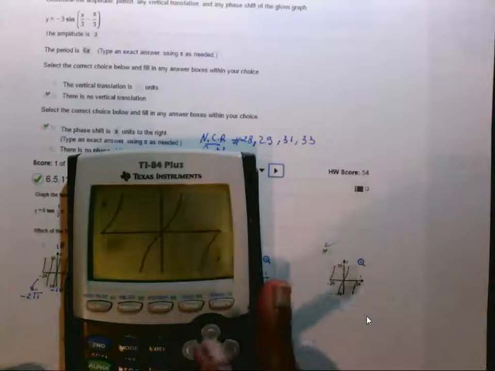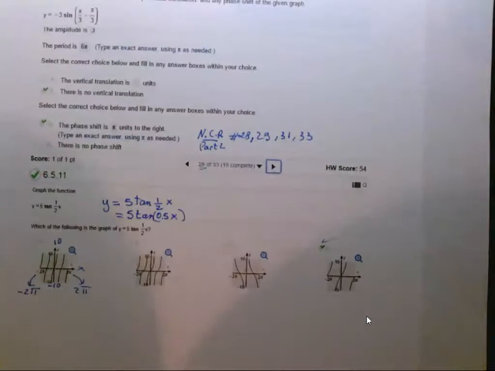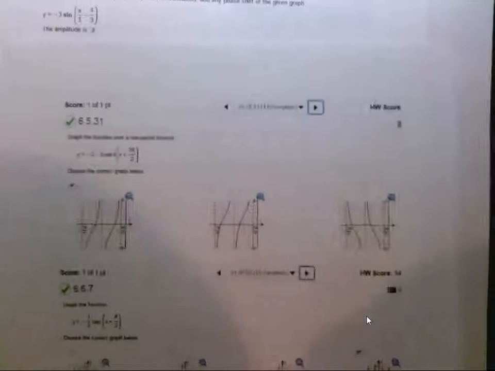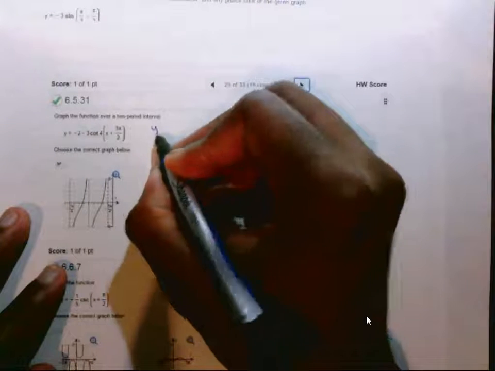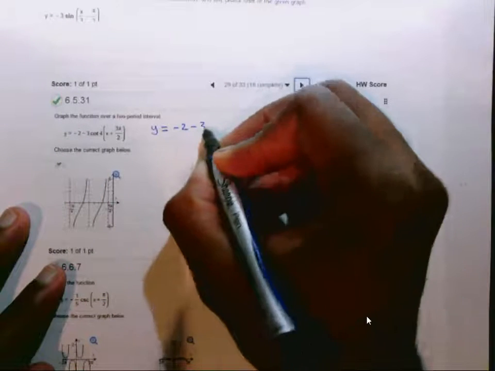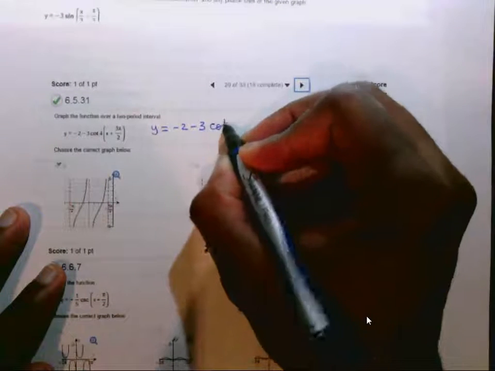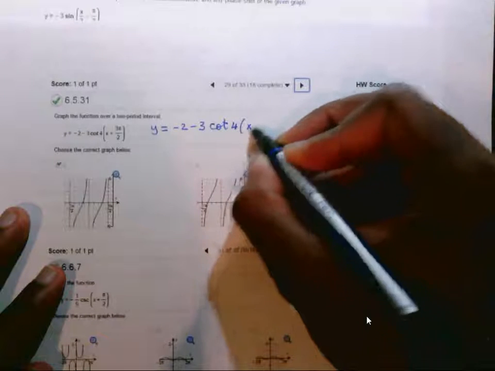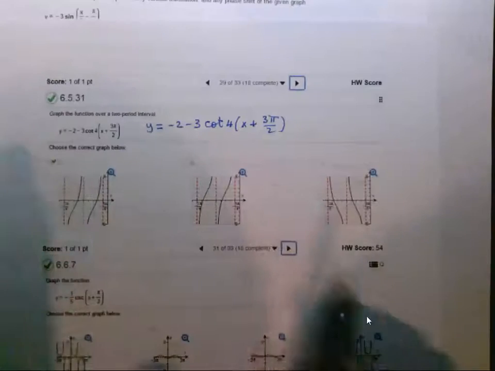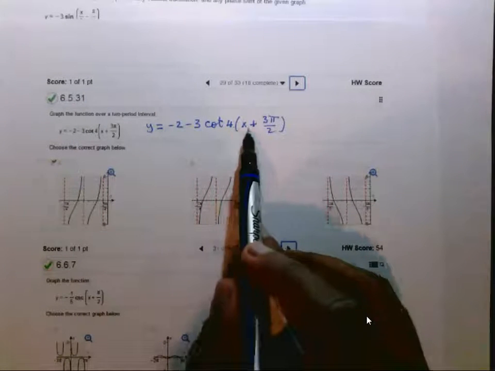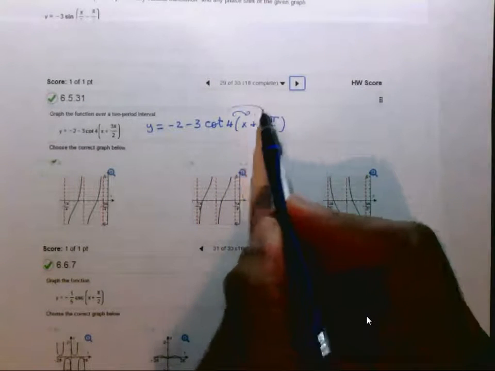So let me do the next one. The next one is with cotangent. So you have y equals negative 2 minus 3 cotangent of 4x plus 3 pi over 2. So first of all, what you have to do is distribute the 4 in here. So 4 comes here and here, right?